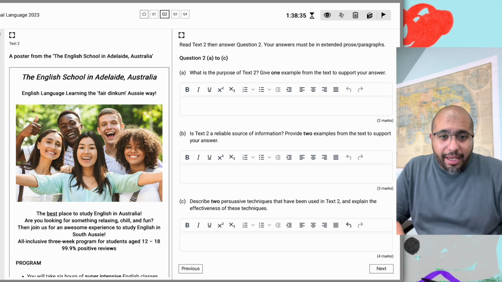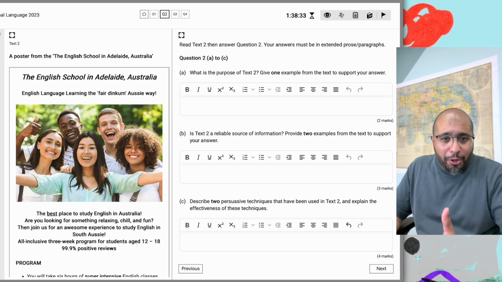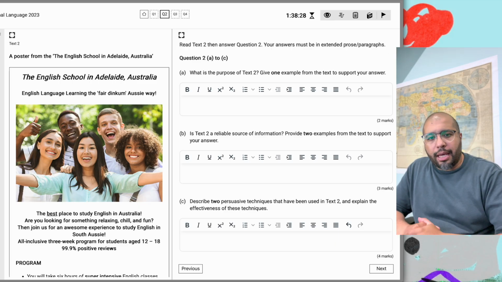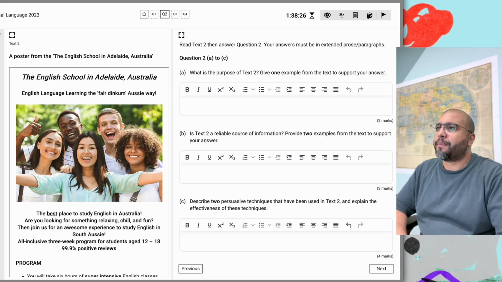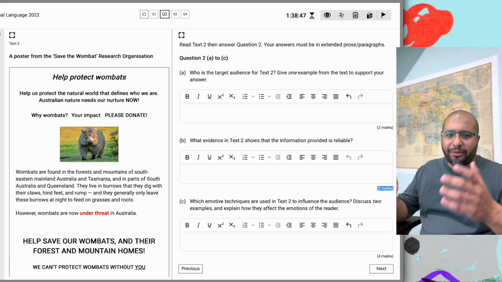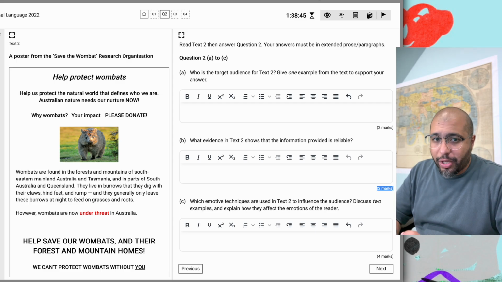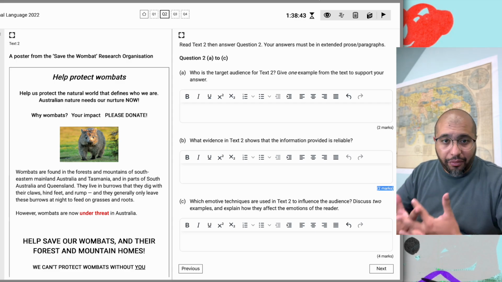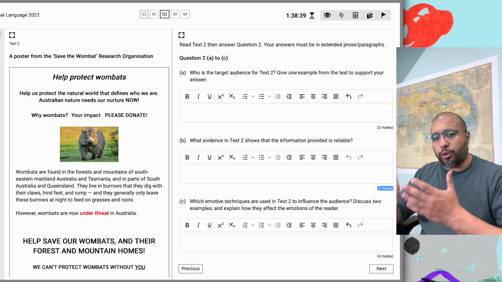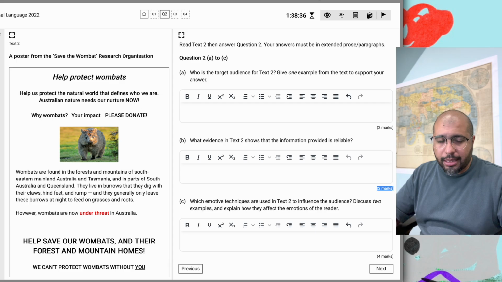Hello and welcome again to a new video, and this time we will talk about question 2 of the EAL external examination. So question 2, this is what is famously known as the infographic question, is a question where you will be given an infographic. So an infographic is a text that has both visual and verbal components at the same time.